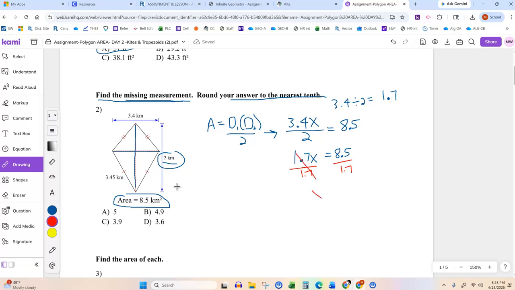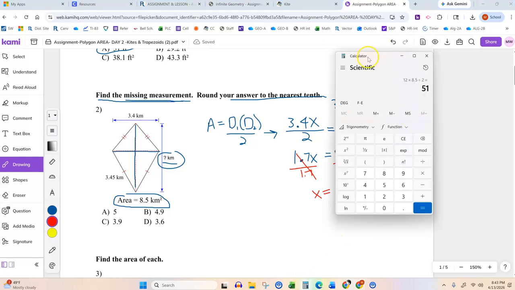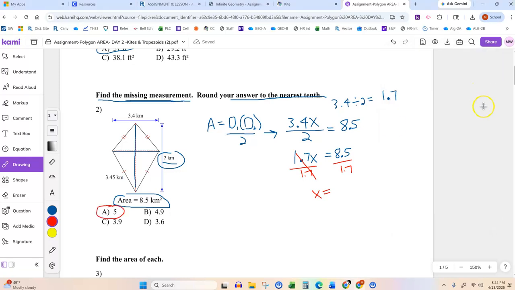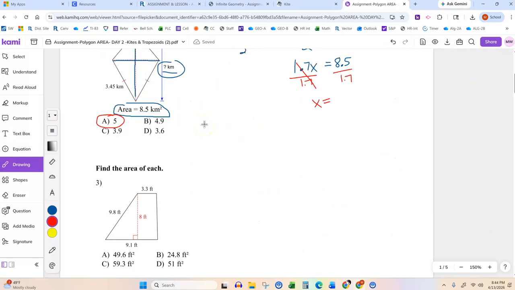This cancels. X is equal to, whatever that is equal to, let me get my calculator, 8.5 divided by 1.7 equals 5 exactly. That would be A, okay? All right, so that's how you do it when you have the kites, the two different kinds of questions.